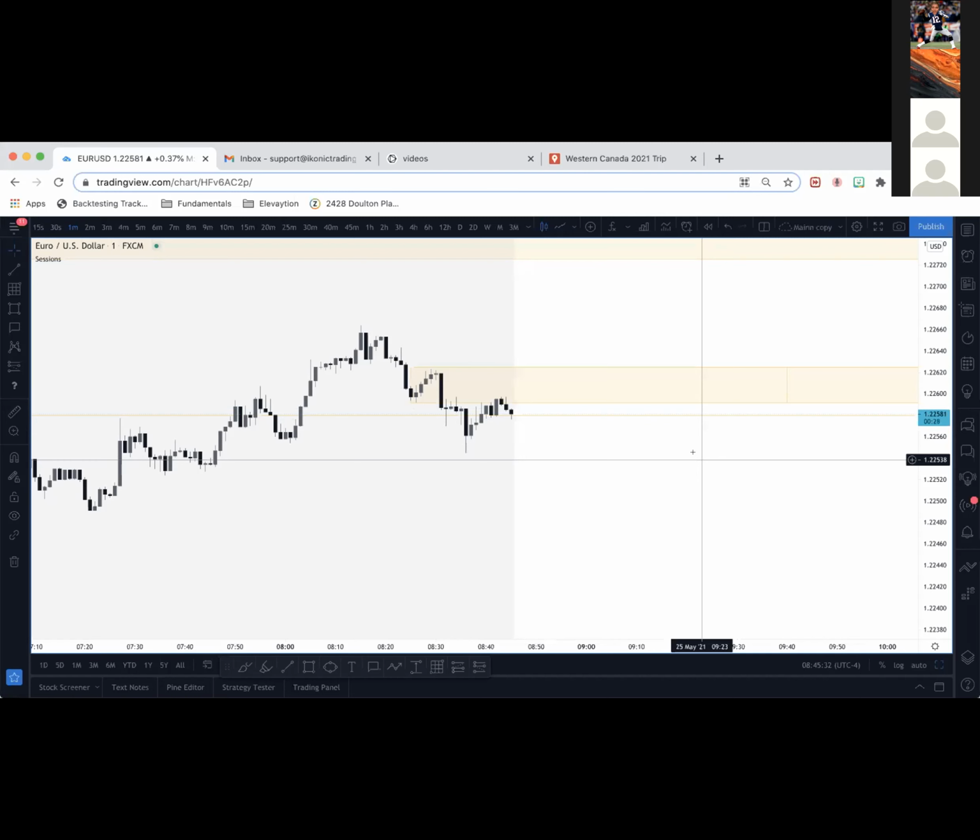I'm hoping it does come up a little bit, just to 50 of this zone would be nice, but we'll see.